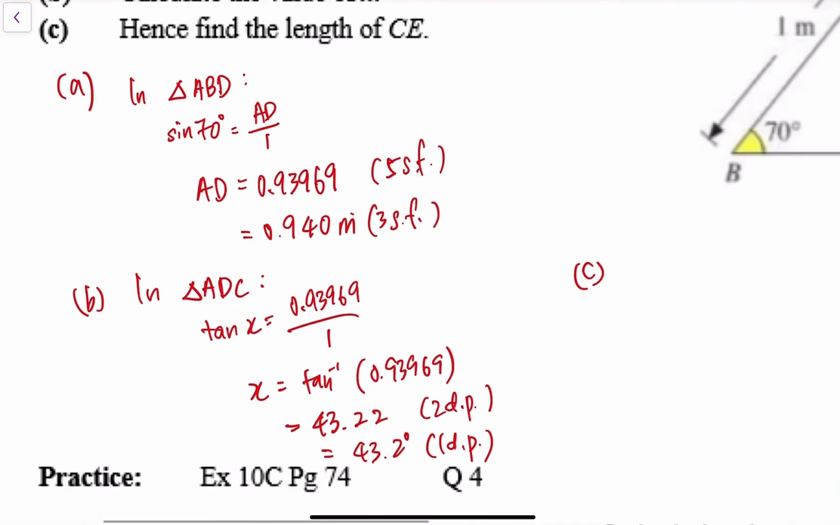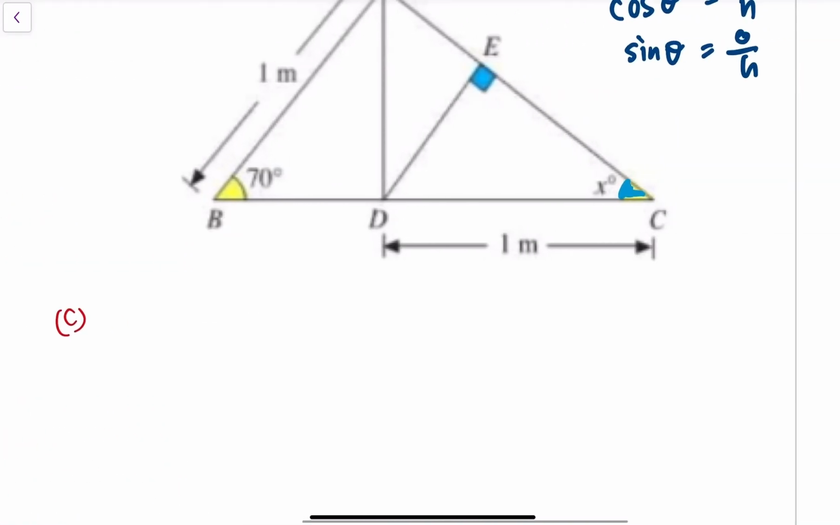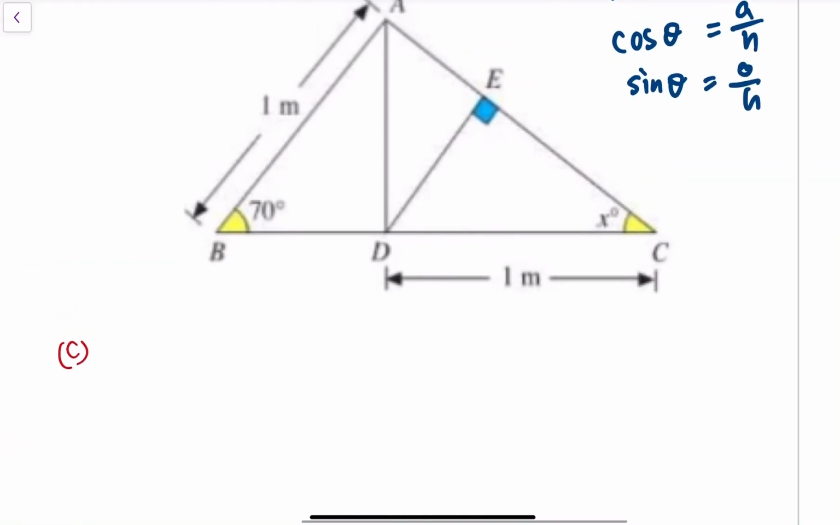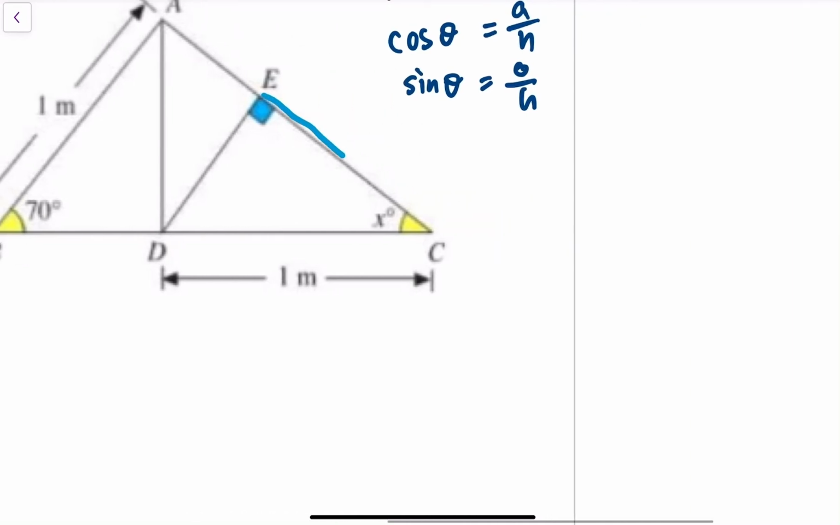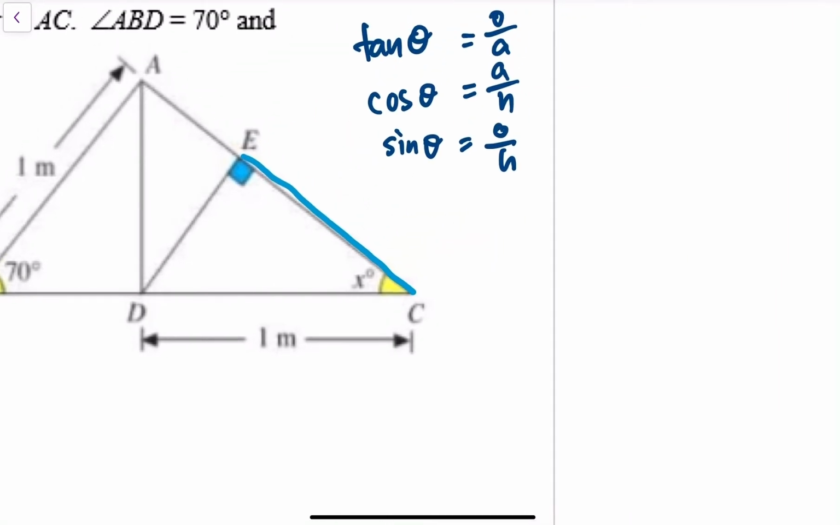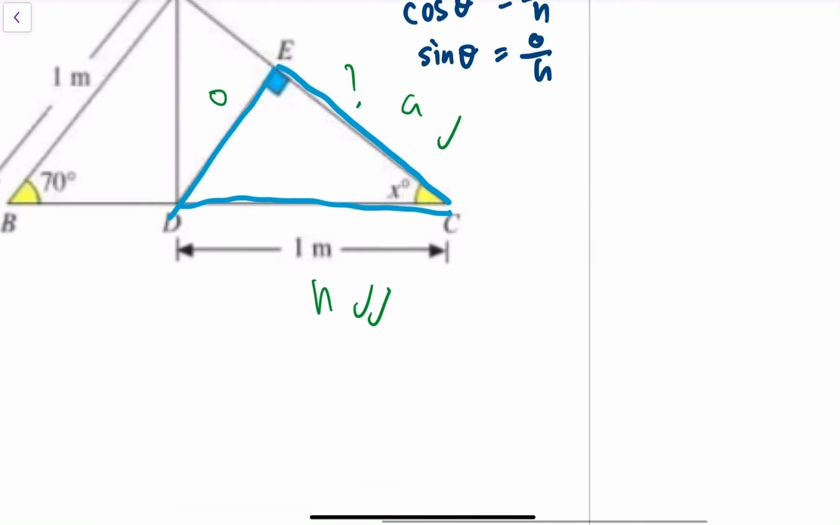C, I want to find the length of CE. Length of CE, there's no other choice, right? If I'm looking only at CE, unless you want to add in the AE and then minus after that, if you're looking at CE and you want a right angle triangle, you have very little choice here. I have to use CDE, this triangle. Now I want to find this length, but I know that this is O, this is H, and this is A. I have already found H from my previous working, and I know A is what I want. So what trigo ratio should I use? I should use cosine.